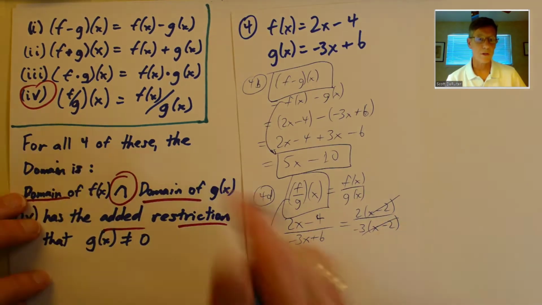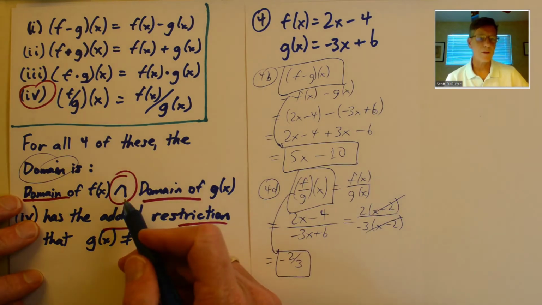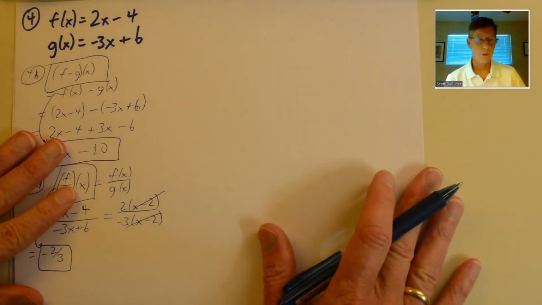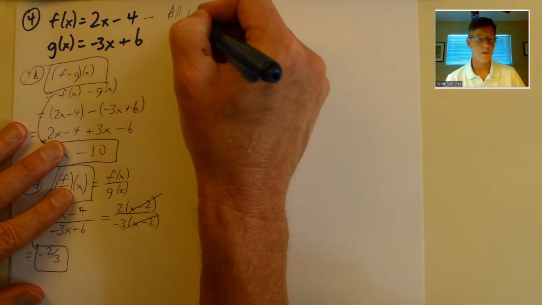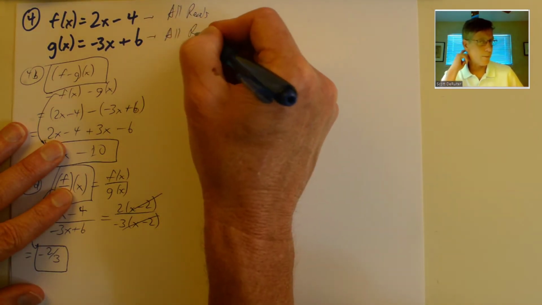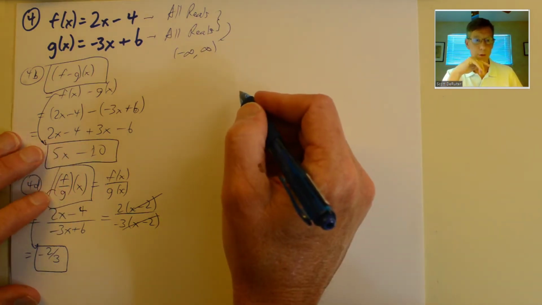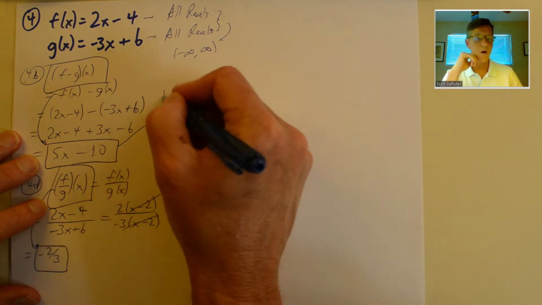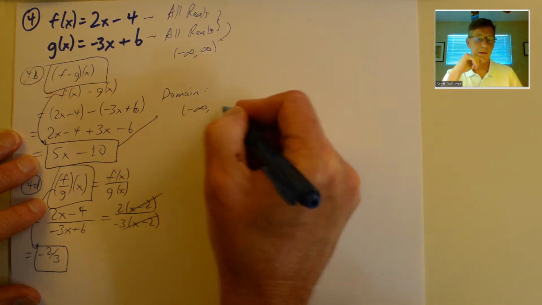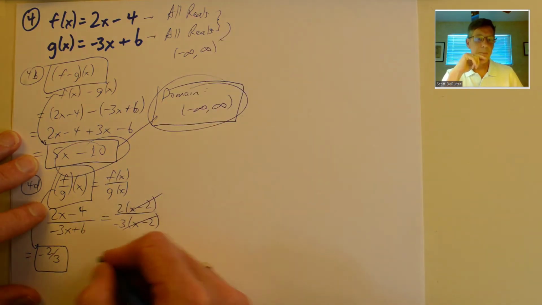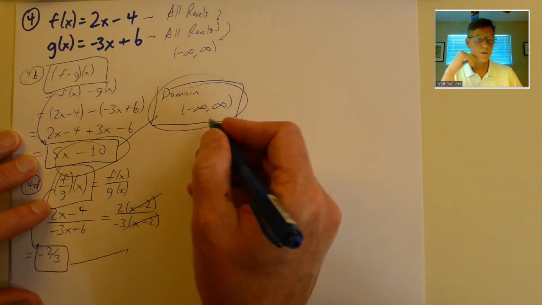Okay, so those are the function descriptions. But now if we want to find the domain, notice we need to find the intersection of the two domains for the two functions. So let's talk about the domains for both of them. They're both all reals. So the intersection for both of those is going to be all reals, or you could write -infinity to infinity for 4b. So that's pretty easy.